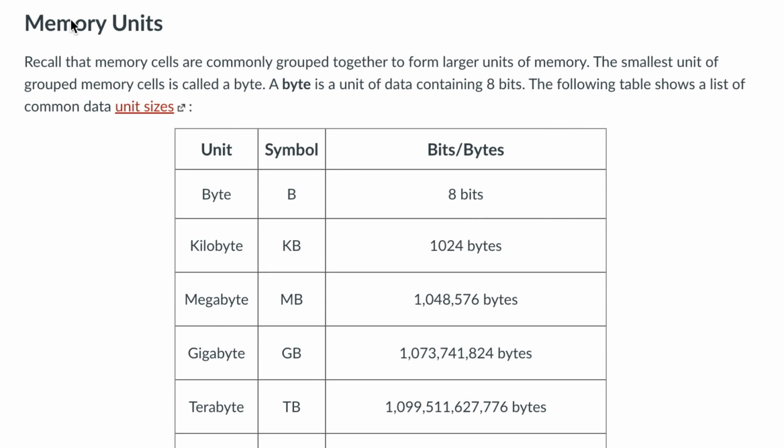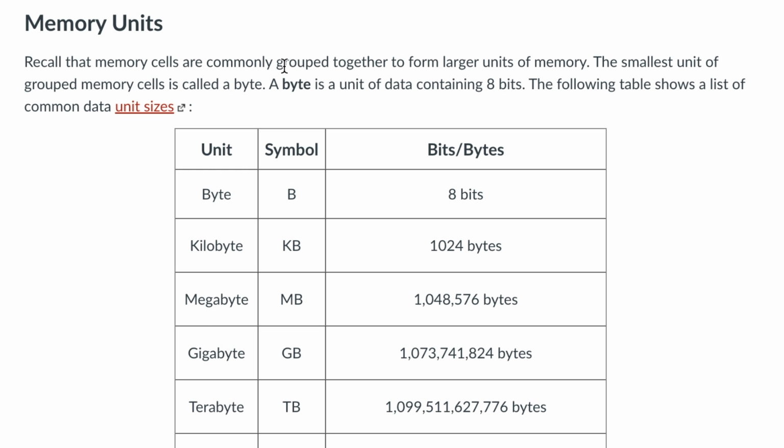In this video, I will briefly discuss memory units in a computer. So if you recall, memory cells are commonly grouped together to form larger units of memory. When this is done, in order to call that group of memory cells, the address of the first cell in the group is used as the address for the entire group of cells.